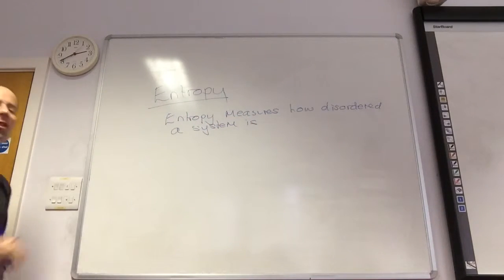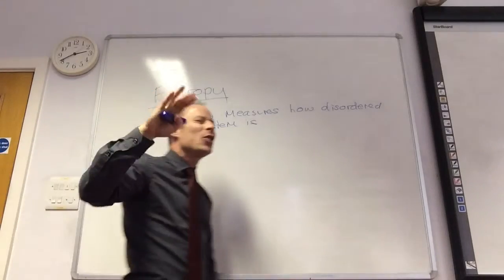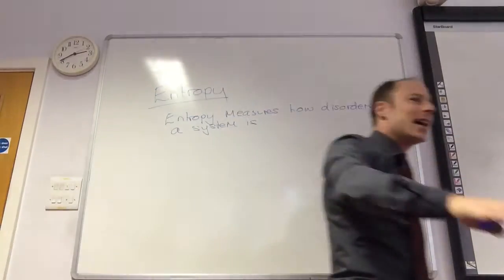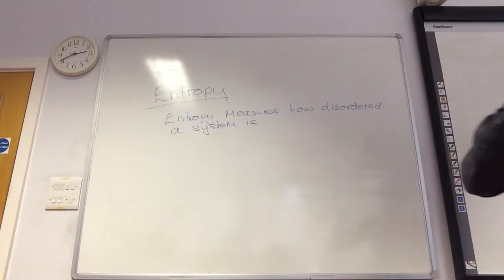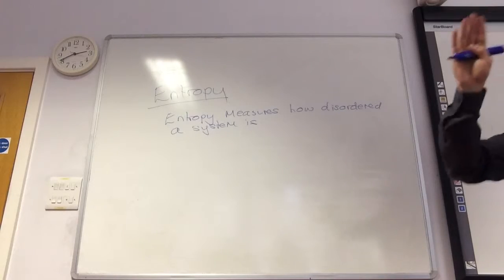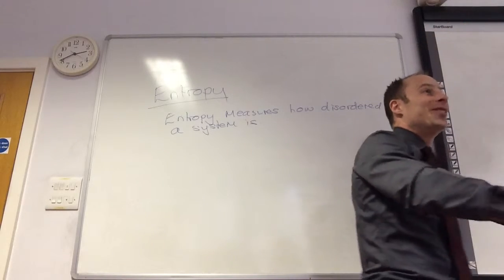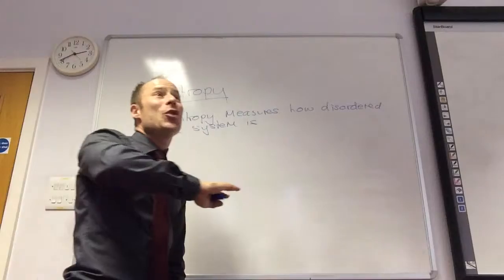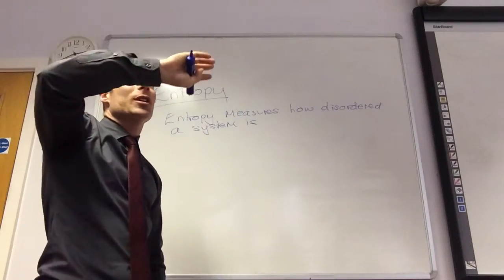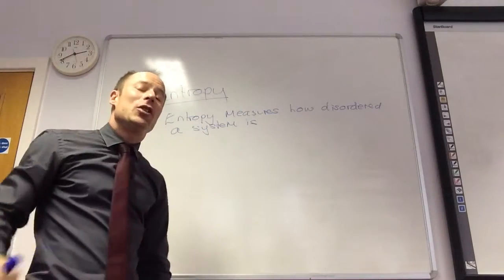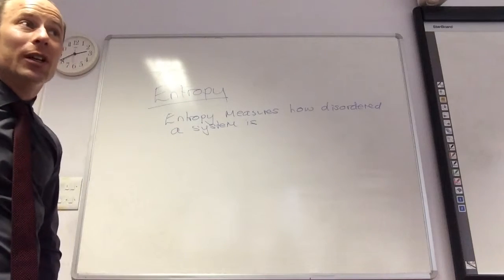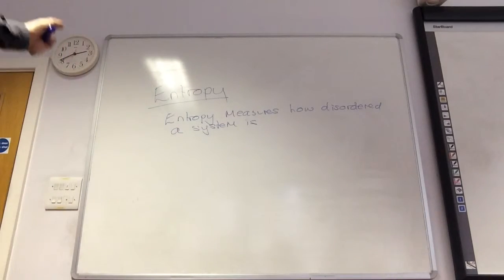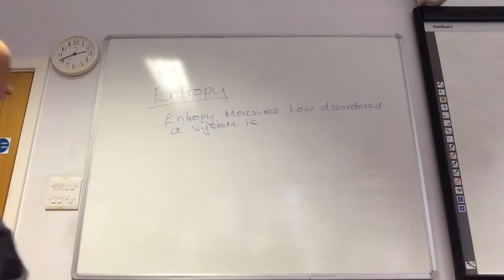So at the moment, you guys are way too ordered. You're all sat down in rows. The universe does not like you for many reasons, that being one of them. If you were bouncing off the walls, flying around, the universe would be much happier because you'd be more disordered. You would be all kind of going crazy.